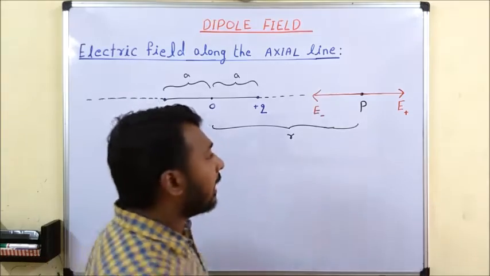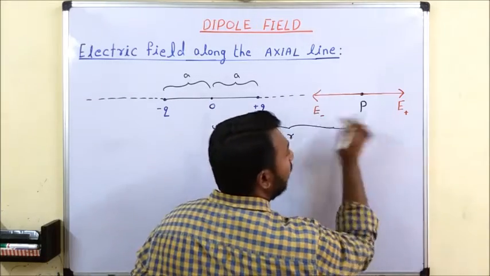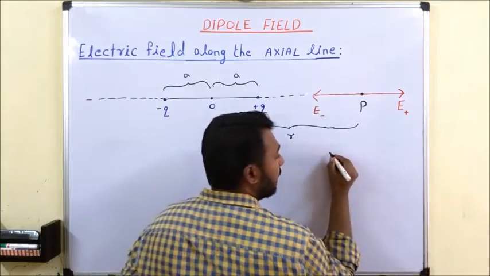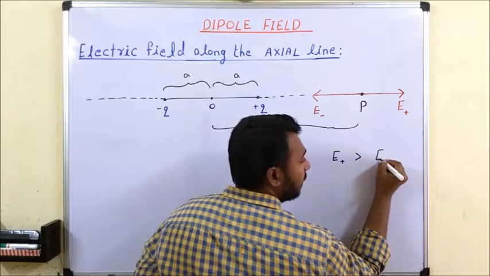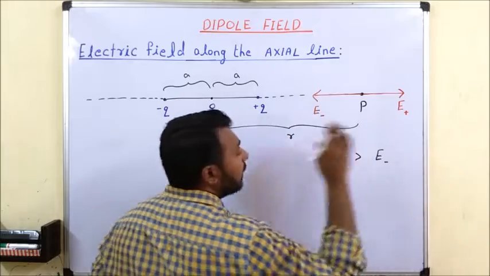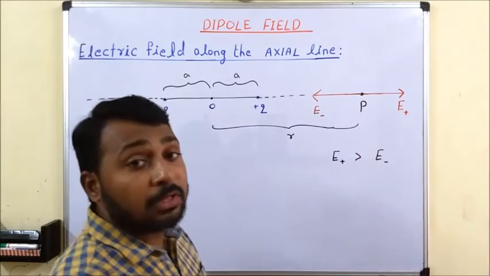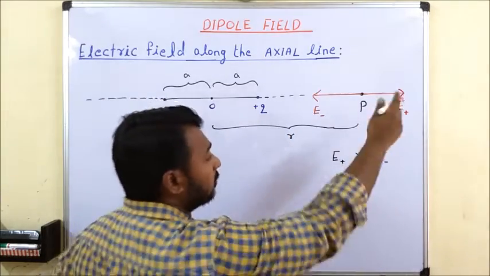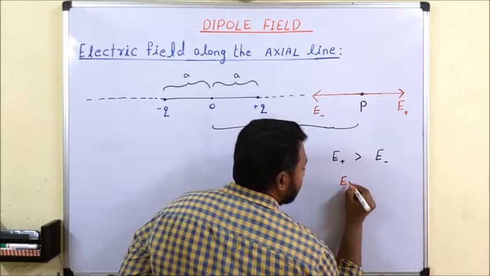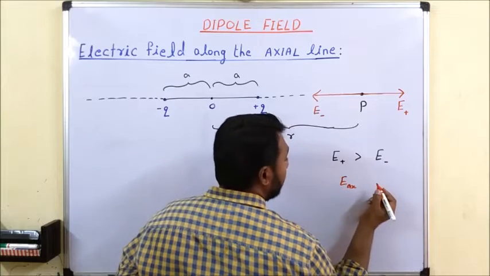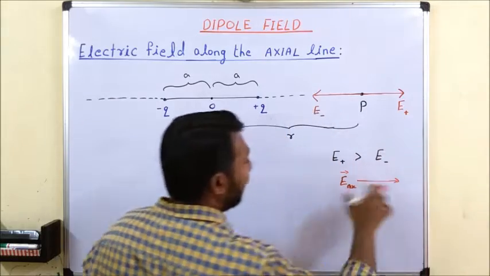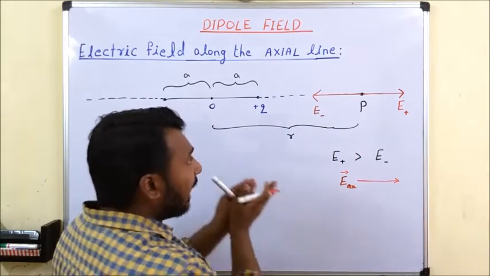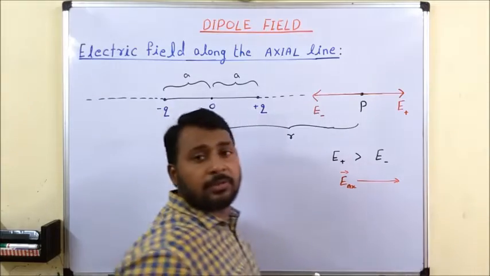Which one is the strongest? It's clear that when you compare these two electric fields, E minus and E plus, E plus is stronger than E minus. So obviously the net electric field will be along the direction of the stronger one. So that is Ex, the net electric field will be along the direction of this one. That is, it is directed along the axial line but towards the infinity.